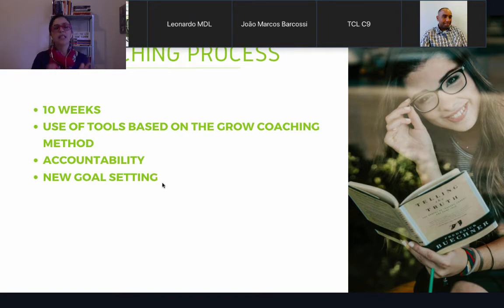So this can be done in different ways, but this time frame of 10 weeks is a nice one because it gives them time to think about the goal, accommodate the actions, and see the results.